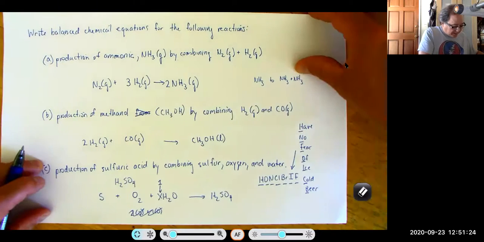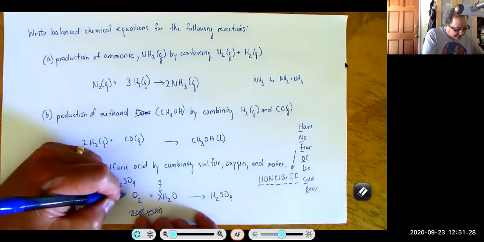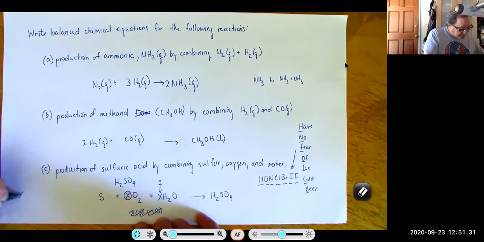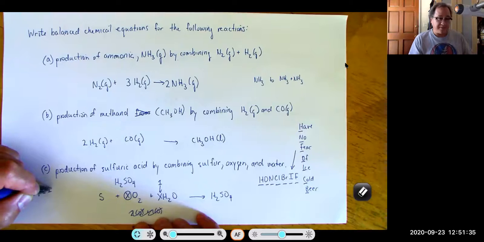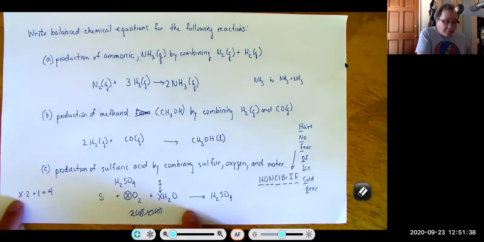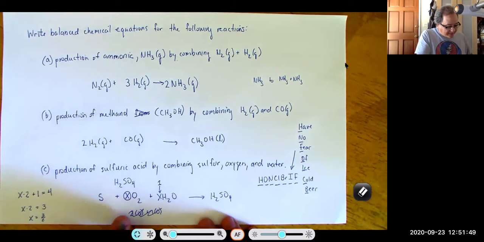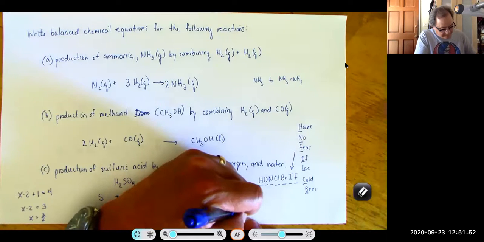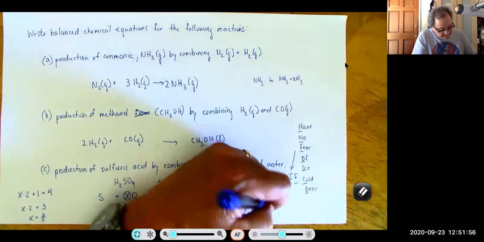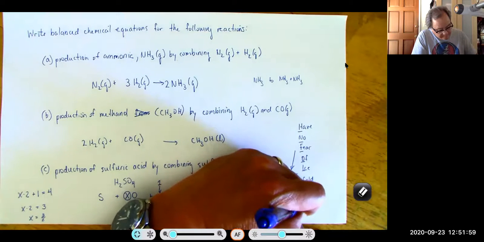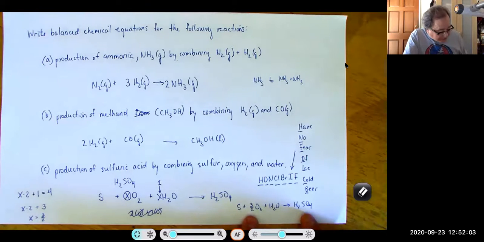So now we have kind of a formula here. And the formula is whatever this coefficient is, I'm going to call it x. X times 2 plus 1 has to equal 4. If I get the right x, I will end up with 4 oxygens. So if I make that 3 halves, I should have 4 oxygens. So let's check. 1 sulfur, 1 sulfur. 3 halves times 2 is 3, right? 3 plus 1 is 4. 4 oxygens, 4 oxygens. 2 hydrogens, 2 hydrogens.